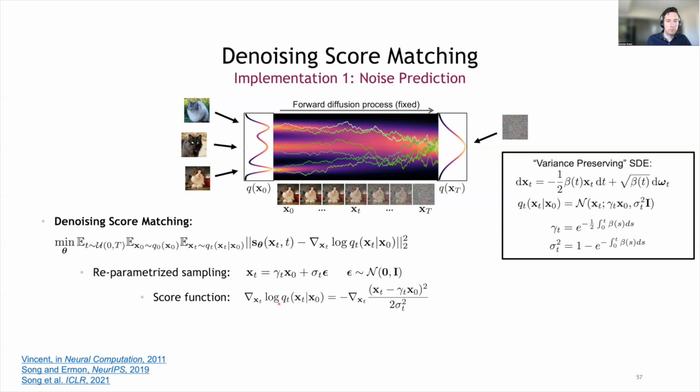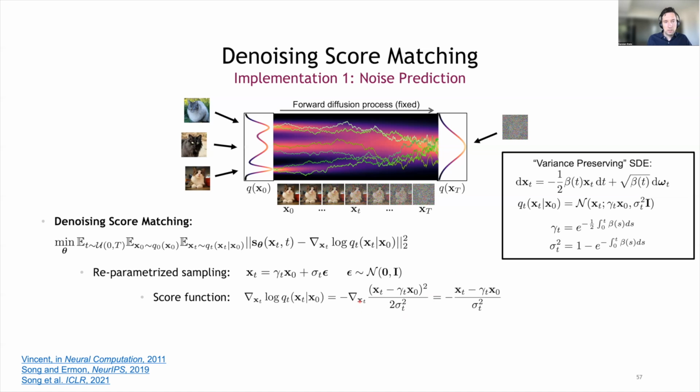Now let us explicitly write down how the score function looks. It's the gradient of the logarithm of this conditional distribution of x_t given x_0. This is a normal distribution, so it is basically some exponential times some stuff. So the logarithm and the exponential drop out. There's also a normalization constant, but this does not depend on x, so it's not important for the derivative. Anyway, you arrive at this term.